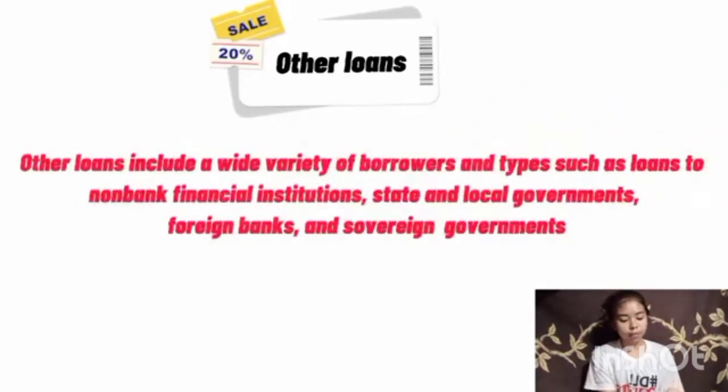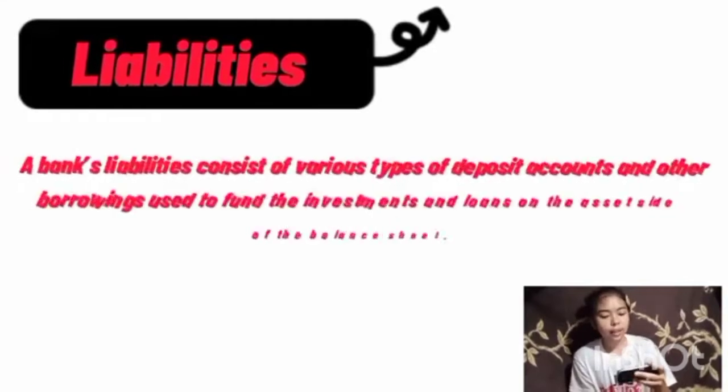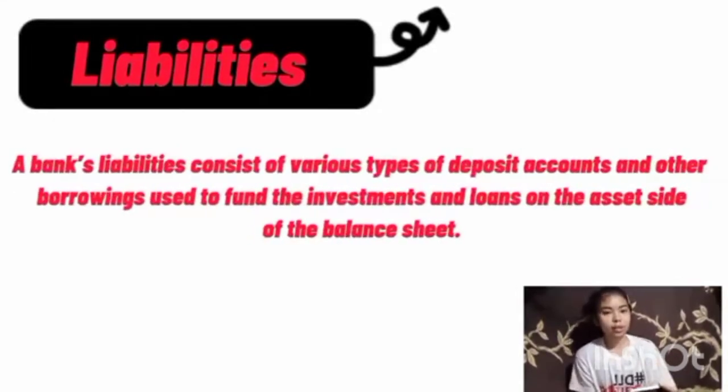Other loans include a wide variety of borrowers and types, such as loans to non-bank financial institutions. So next is the liabilities. A bank's liabilities consist of various types of deposit accounts and other borrowings used to fund the investments and loans on the asset side of the balance sheet. Liabilities vary in terms of their maturity, interest payments, check writing privileges, and deposit insurance coverage.